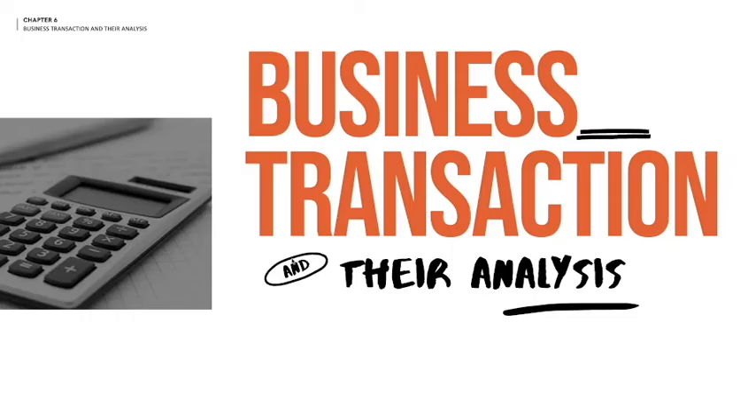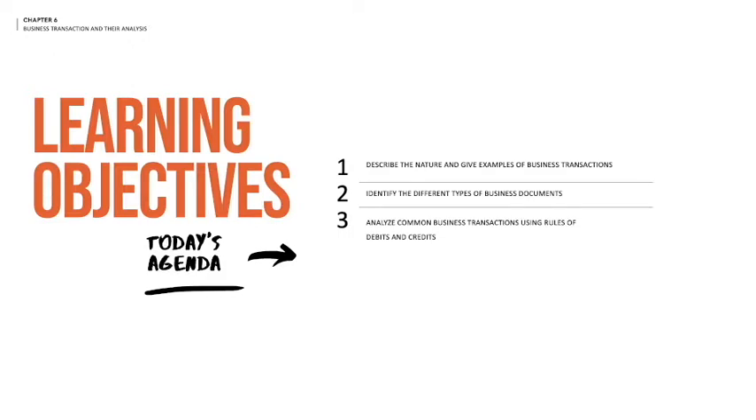So we're now on chapter 6, the topic about business transactions and their analysis. Okay, so for this topic, here are the learning objectives. We will be describing the nature and examples of business transactions.